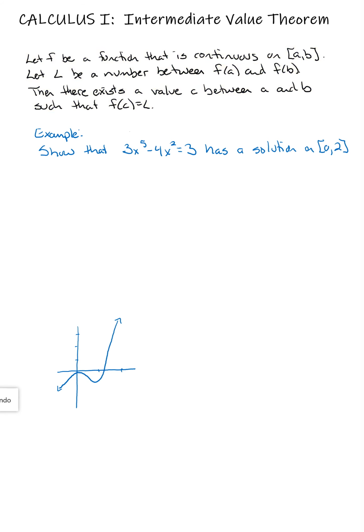Let's go over an example to illustrate what's going on here. In this example, I want to show that 3x to the fifth minus 4x squared equals 3 actually has a solution on the interval 0 to 2. So to start with, we'll let f of x equal 3x to the fifth minus 4x squared. We'll also let L be that function value 3. Notice that the L value is a function value. c, what we're looking for, is an x value.